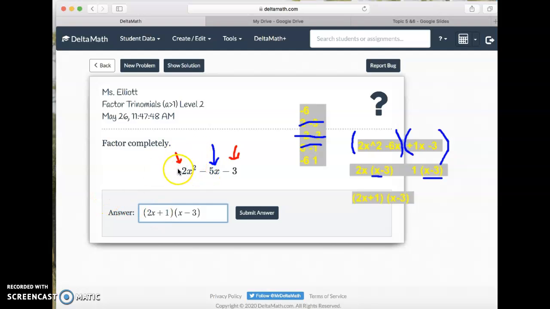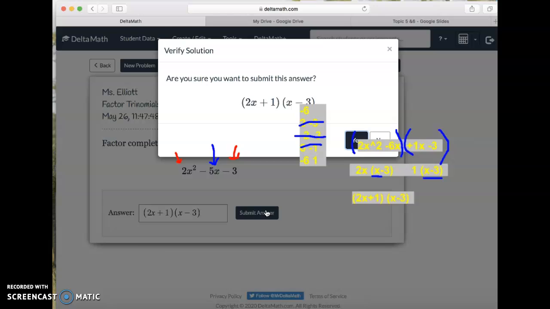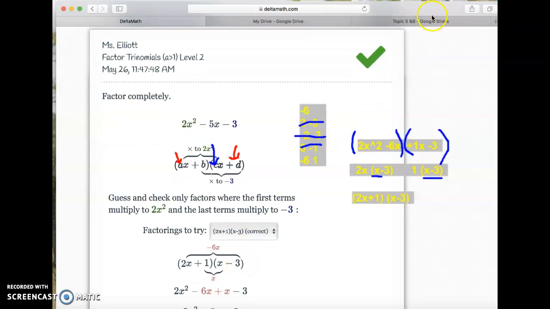So just to go over what I just did, I did the leading times the end coefficient. 2 times negative 3 is negative 6. I need to figure out all the factors and then find out which one will add up to the middle, which is negative 5. Turns out negative 6 and 1, so it's almost like you're replacing it. So I put a negative 6x and a 1x. Then I factor them. 2x squared minus 6x, they both have a 2x in common, so what's left is x minus 3. 1x and negative 3 have a 1 in common, so all I have left is x minus 3. I'm going to submit my answer, and it's correct.